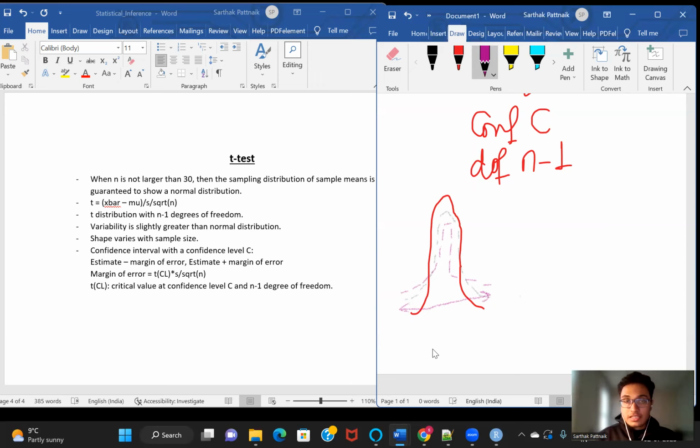Now, with these things in mind, we have discussed the fundamental concepts of t-test. Please go over these basic ideas once again, and we'll continue our discussion in the next session.